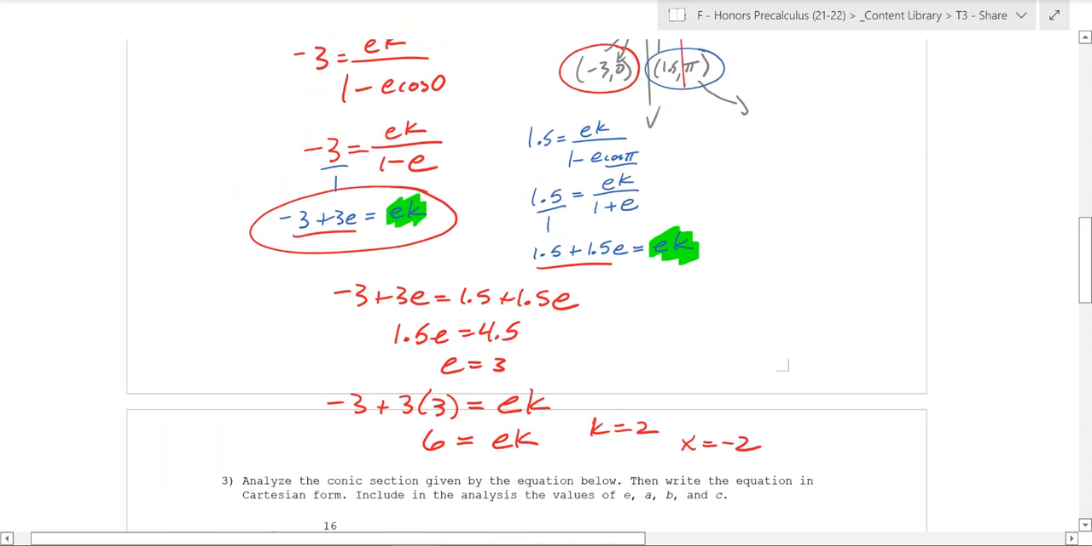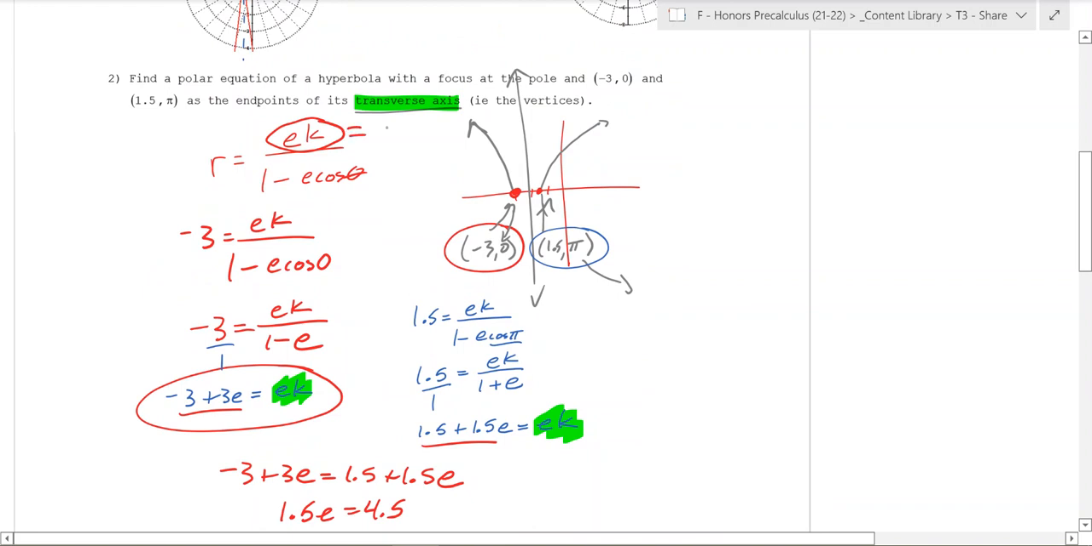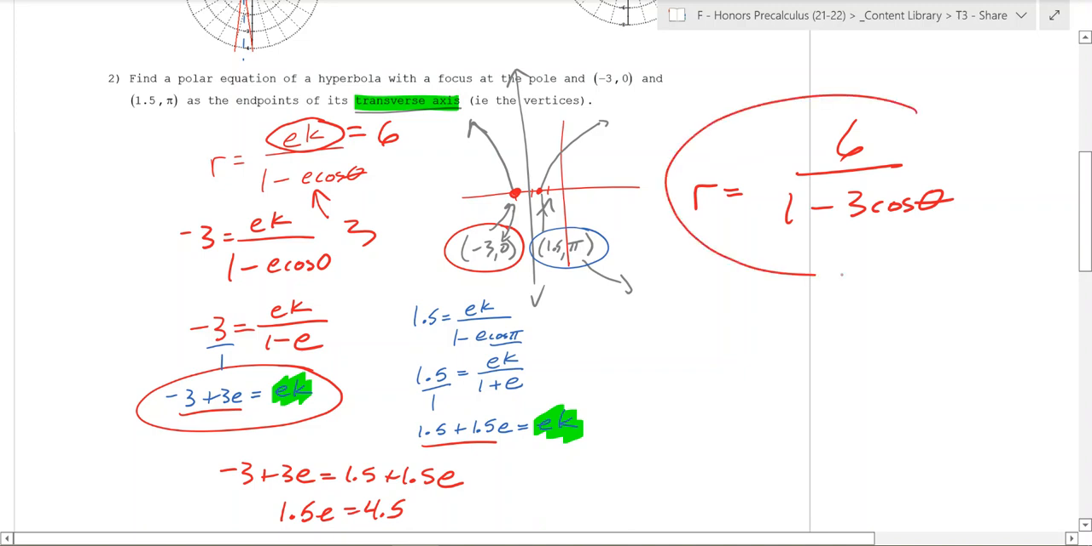It doesn't ask that, but you could do that. But to find this equation now, we now know that ek is equal to 6. We know that e is equal to 3. So our equation is going to be 6 over 1 minus 3 cosine theta, which is pretty cool. So then you can plug that into Desmos and you get a cool graph that looks just like that.